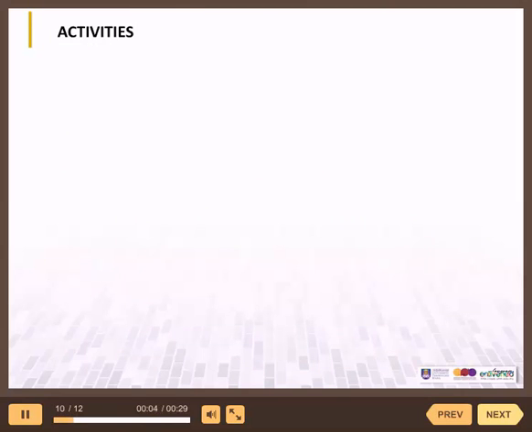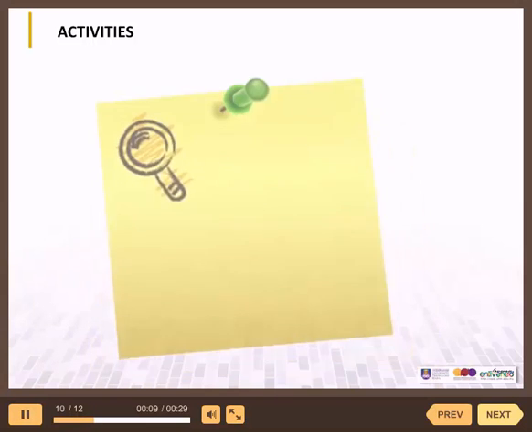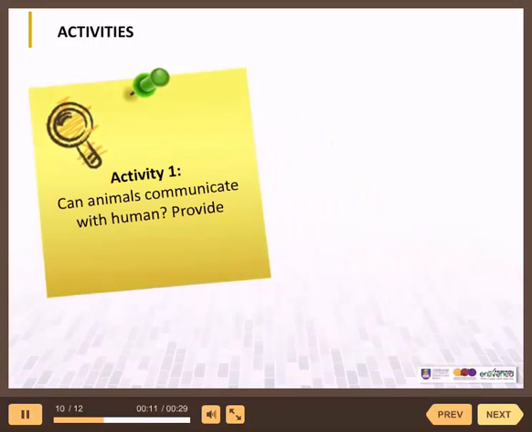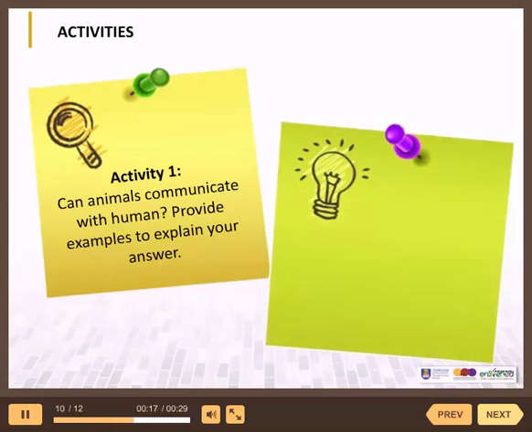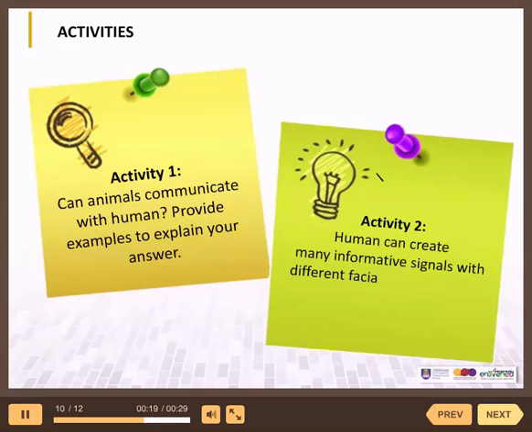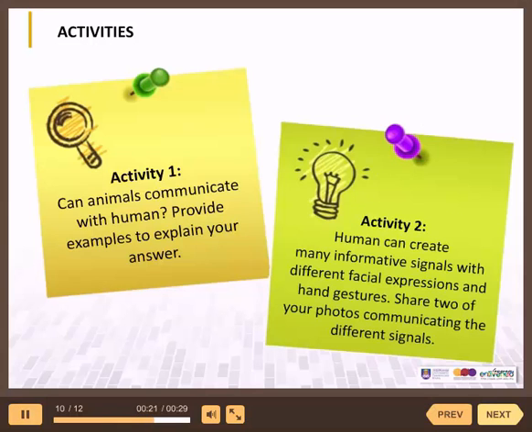Share outputs of your activities with your friends. Activity 1. Can animals communicate with human? Provide examples to explain your answer. Activity 2. Human can create many informative signals with different facial expressions and hand gestures. Share 2 of your photos communicating the different signals.